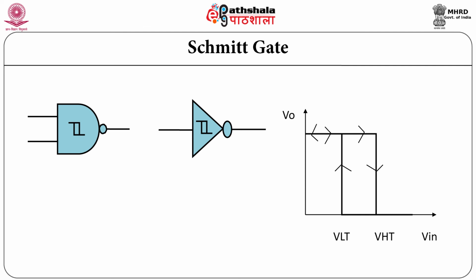This gate interprets slowly changing input voltages according to 2 threshold voltages. Lower and upper threshold voltages are normally used for low to high and high to low transitions respectively. Hysteresis increases noise immunity of the digital system.